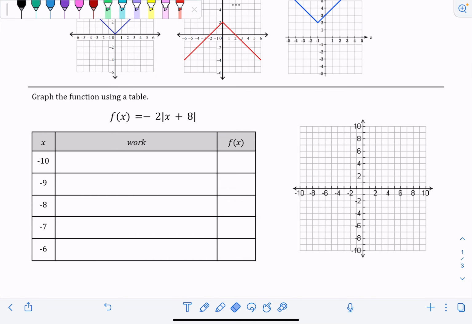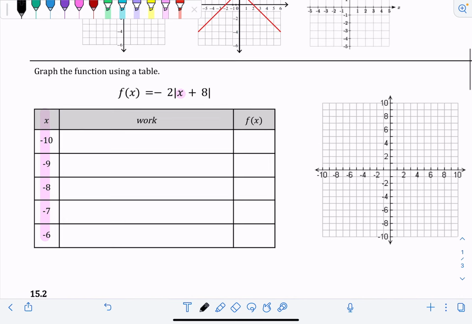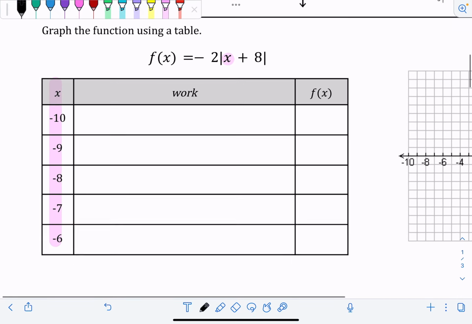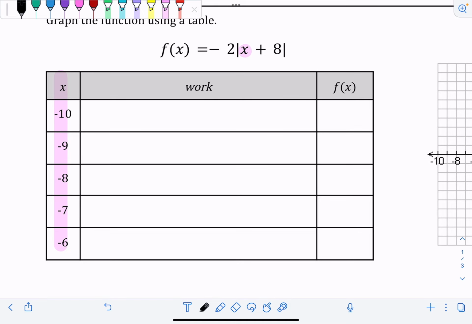So next we're going to graph this function using the table. It's f of x equals -2 times the absolute value of x plus 8. We have all of our input values already here, those are all the ones in the x column. In the middle column where it says work, we're just going to take each x individually and put it into the function where x is, and then simplify. We'll go through the entire table, and then we'll go back and graph it at the end. So my first x is -10.